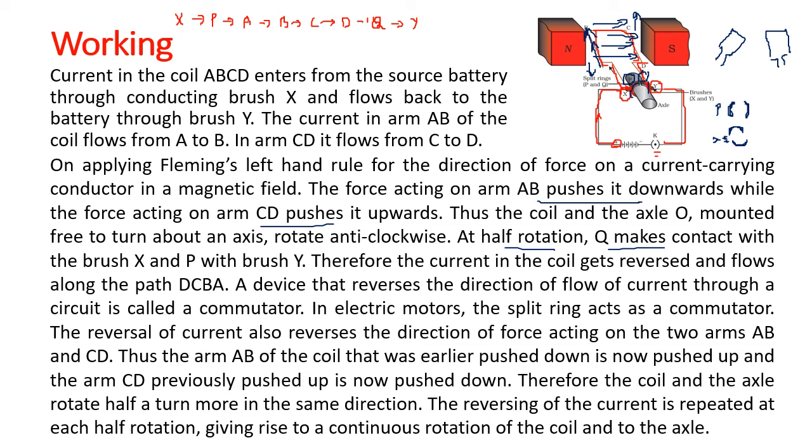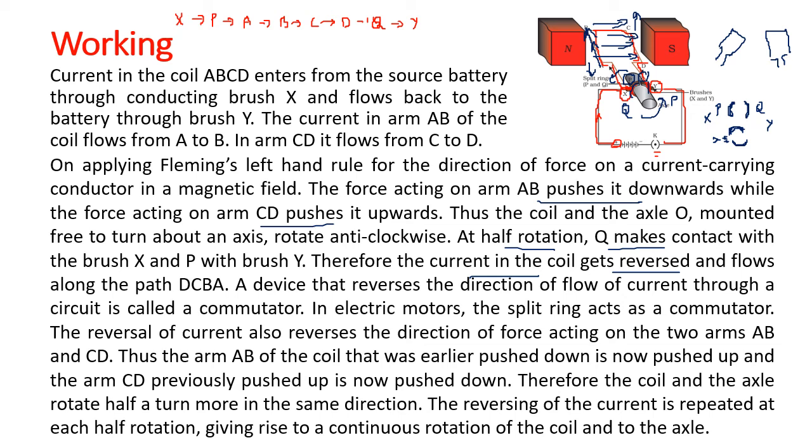Now P was touching the brush X and Q was touching Y. But after half the rotation, what happens? After half the rotation, now this Q has moved here and P has moved here. So Q is now touching X and P is touching Y. This happens at half the rotation. Now when this happens, the current in the coil gets reversed. Why is it reversed now? You can see this Q has come here.